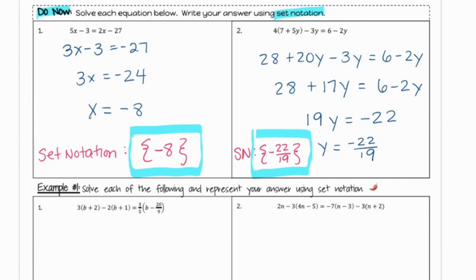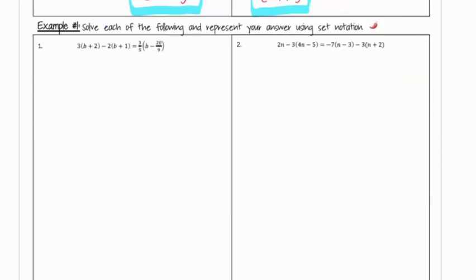So let's keep going. Example number 1 says, solve each of the following and represent your answer using set notation. I have 1 pepper here, which means that this is not the hardest type of question. So again, I ask you to pause the video and try these 2 questions on your own, and let's just see if we end up at the same answer.